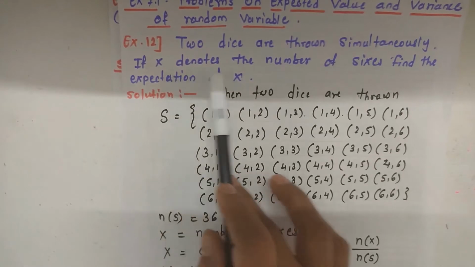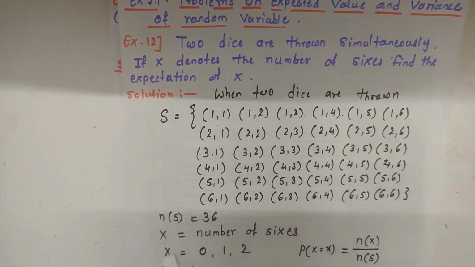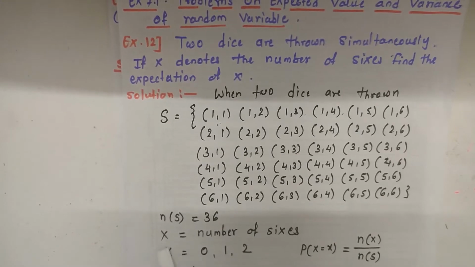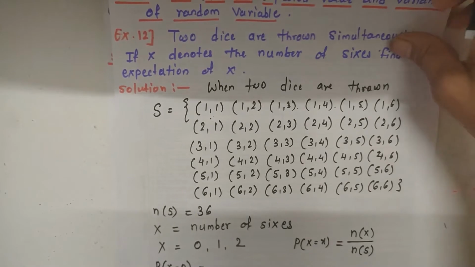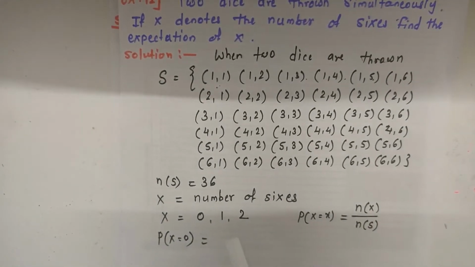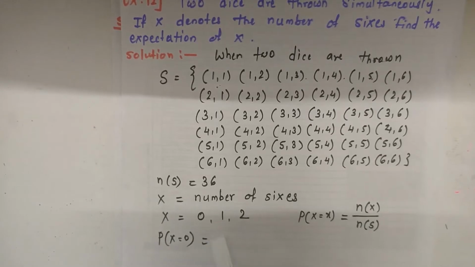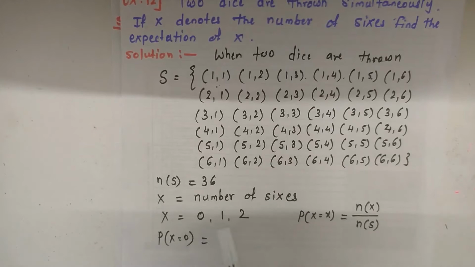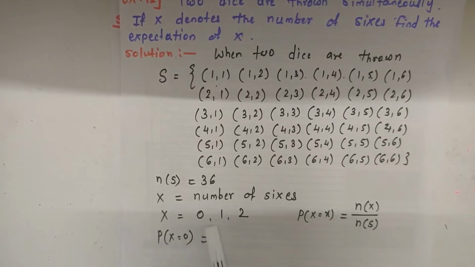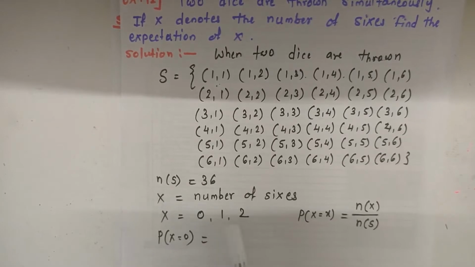Here x denotes the number of sixes. X means the random variable of this random experiment. So x is equal to the number of sixes. That is, here we have to check the occurrence of sixes. The possibilities of occurrence of sixes are no 6, only one 6, or two 6s. So the possible values of x are 0, 1 or 2.